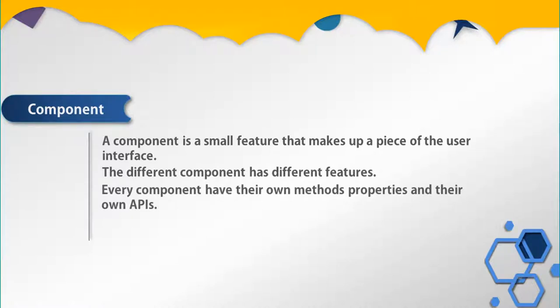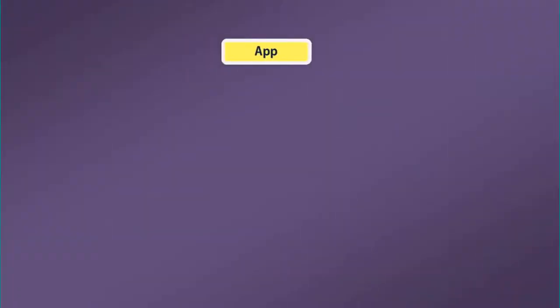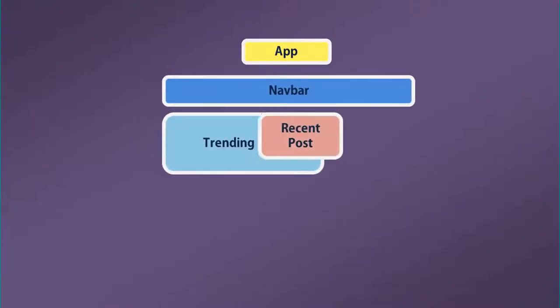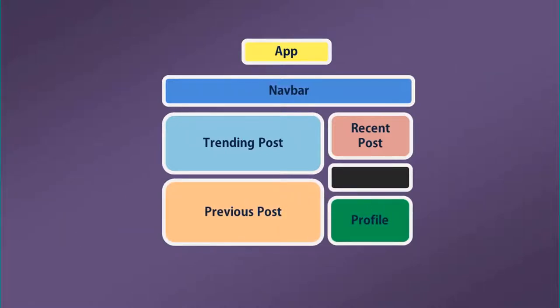The reason behind using components in React is to provide reusability. Every component is independent and might interact with each component independently. Let's say you have a block. We will call this block the app. This app has a navigation menu, trending posts, recent posts, and a profile section. Each of these represents a component. So here, the navigation menu is a separate component. Trending posts and recent posts are also separate components, as well as the profile section.